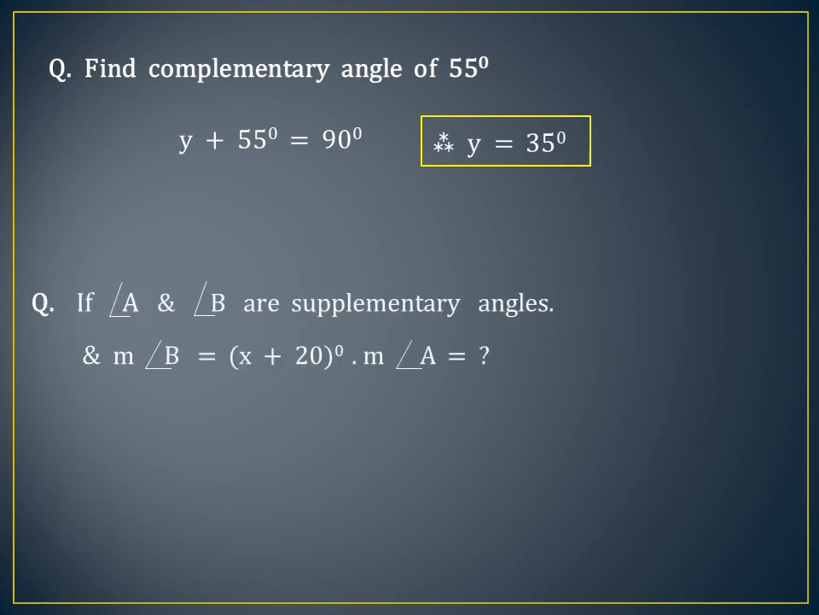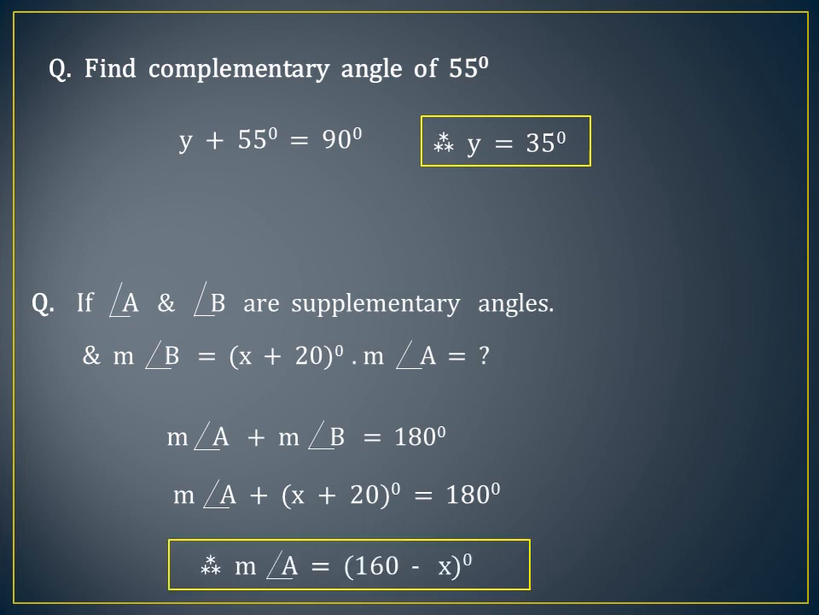Now the next example is: if angle A and angle B are said to be supplementary angles and the measure of angle B is given to us, then how would we find the measure of angle A? Going by the definition of supplementary angles, they would add up to 180 degrees. Therefore, angle A plus x plus 20 degrees is 180 degrees. That gives the measure of angle A as 160 minus x degrees.